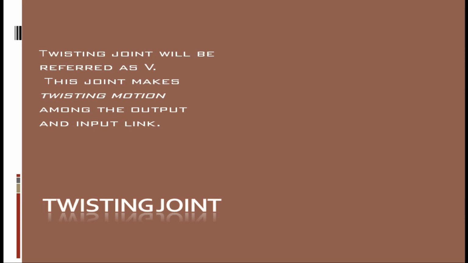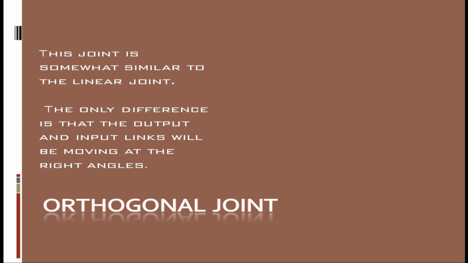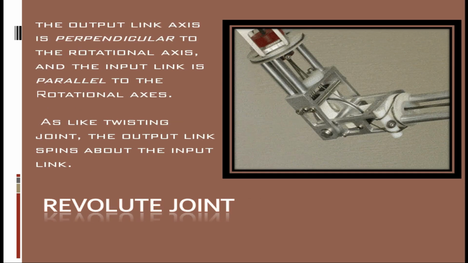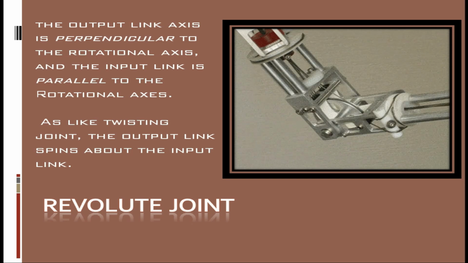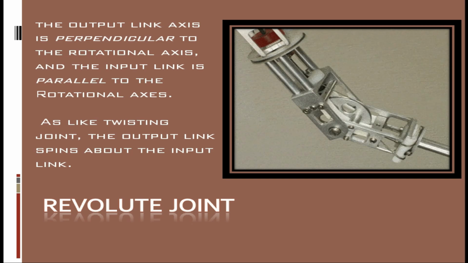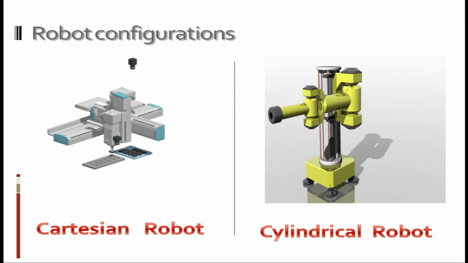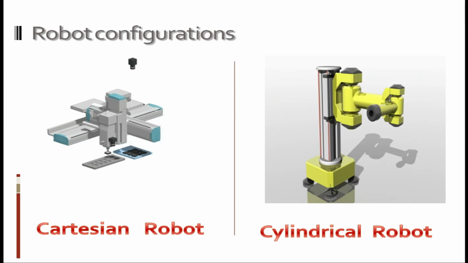Then comes the twisting joint. The name itself gives you an idea of how the joint will be. This joint makes a twisting motion between the output and input link. Then we have the orthogonal joint. Here the input link is at an angle of 90 degrees to the output link. And last and most important is the revolute joint. This is the most used joint in a serial manipulator. Here the output link axis is perpendicular to the rotational axis and the input link is parallel to the rotational axis. The animation will make it clear what it actually is.